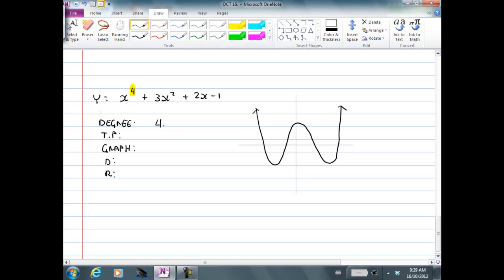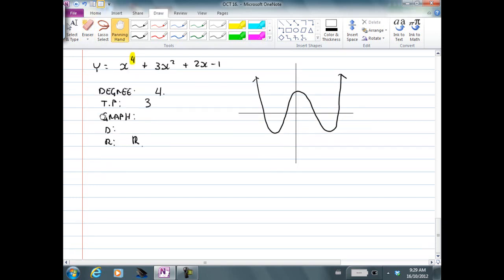Turning point, 3. My graph is done. Domain, all reals. My range, all reals. Well, technically this should go down further, but domain, for now, leave it blank because it's a bit tricky. Goodbye, guys and gals. Leave domain. That is the basics of everything you have to know.